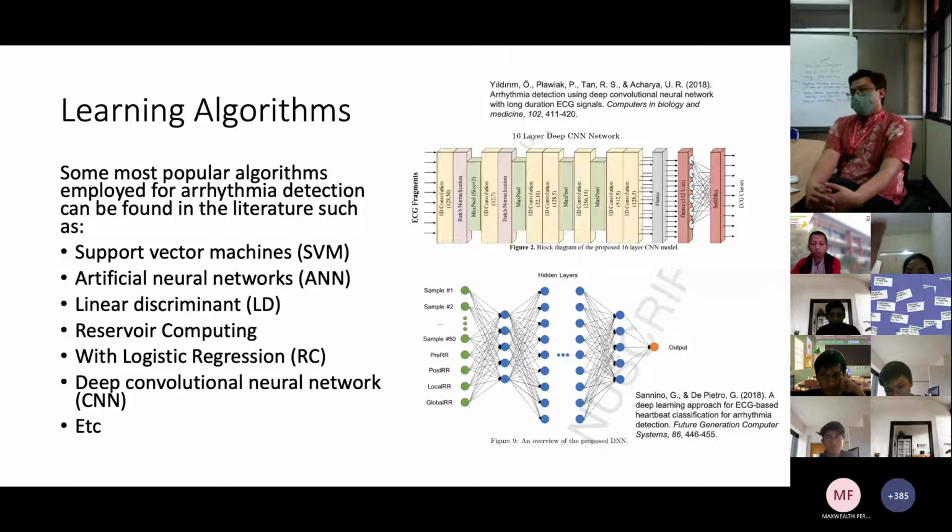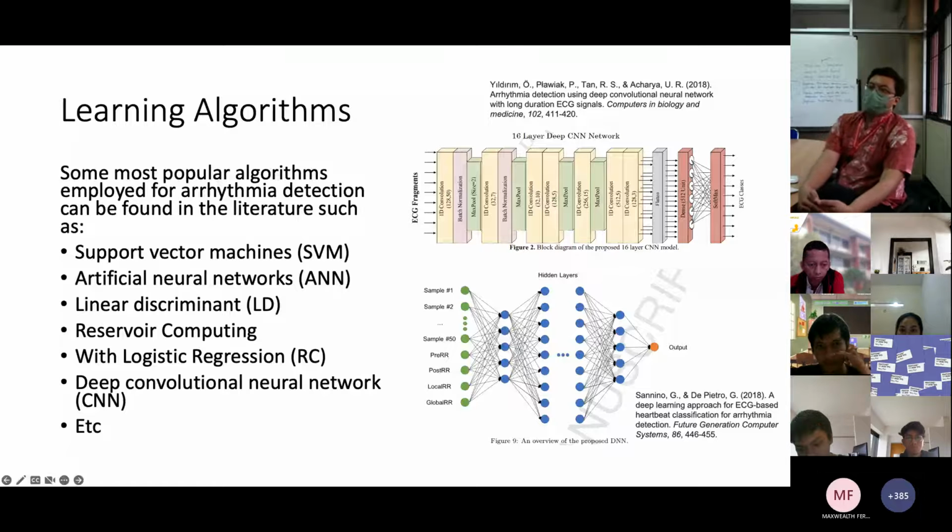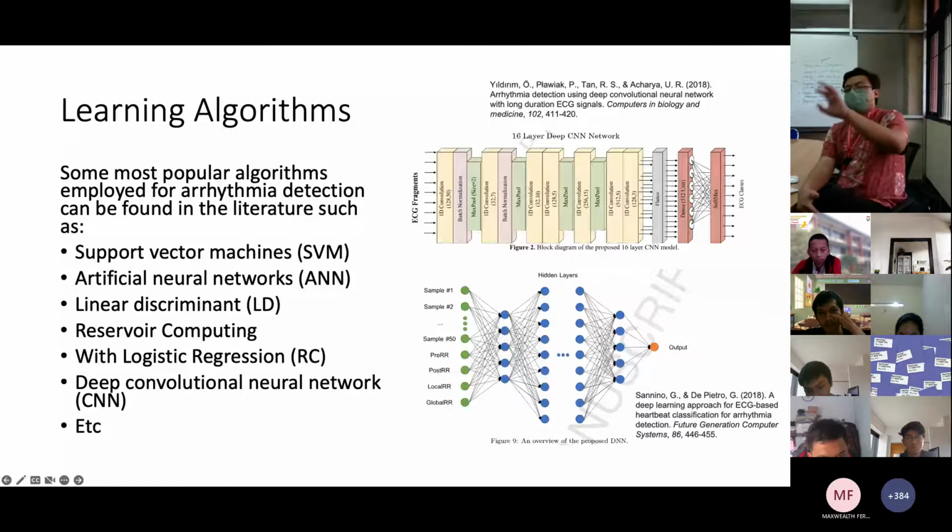There are several popular algorithms employed for arrhythmia detection, and you can find them in any literature. For instance, support vector machines or SVM, artificial neural networks, linear discriminant, reservoir computing, logistic regression, deep convolutional neural networks. But the majority use deep learning.